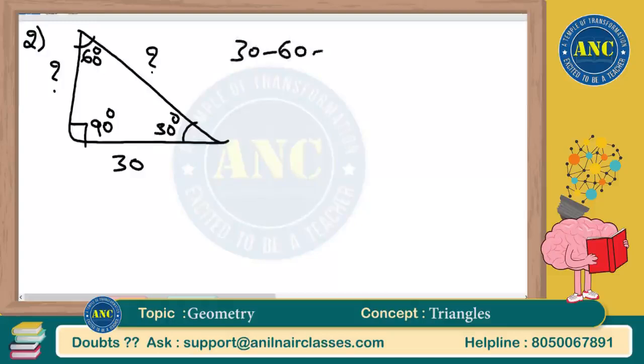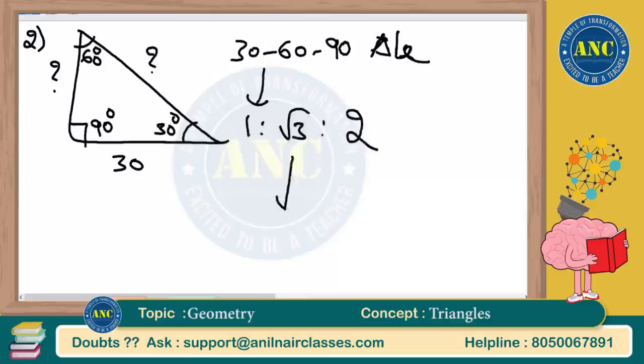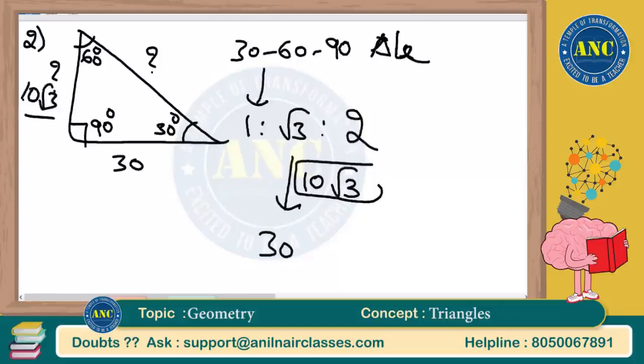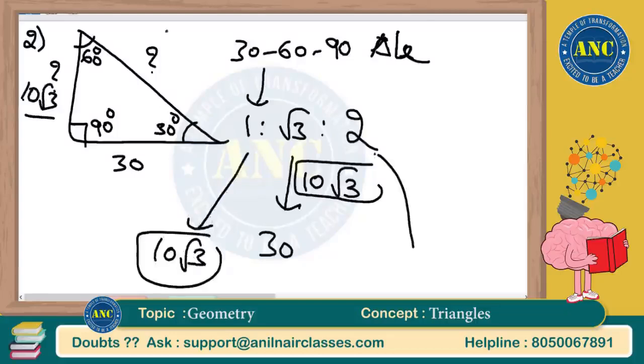In a 30-60-90 triangle, the sides are in the ratio 1:√3:2. The side opposite 30 is 10√3, and the next one is 20√3. I hope it is clear.